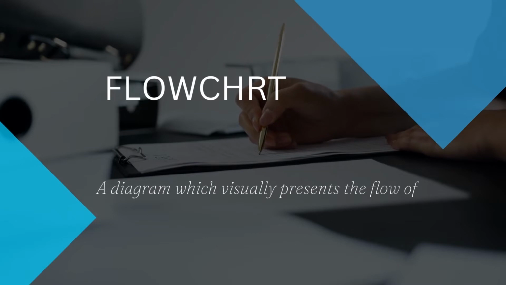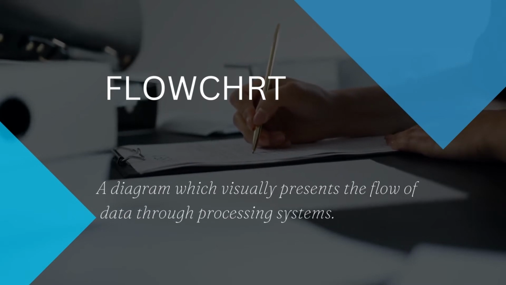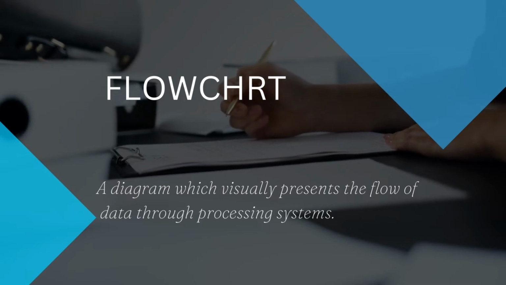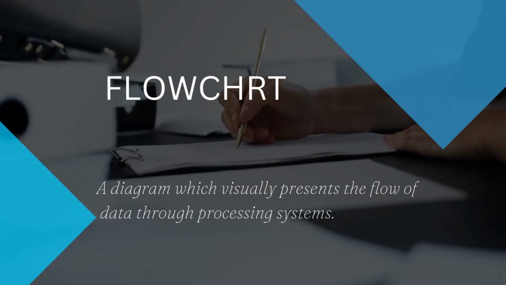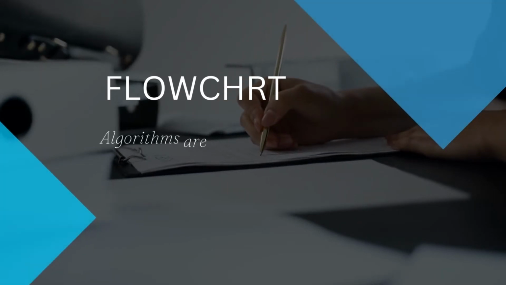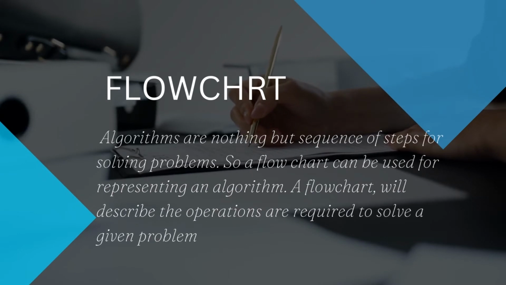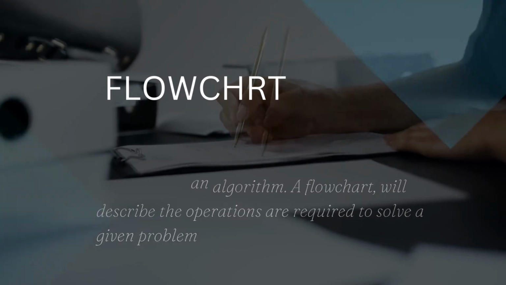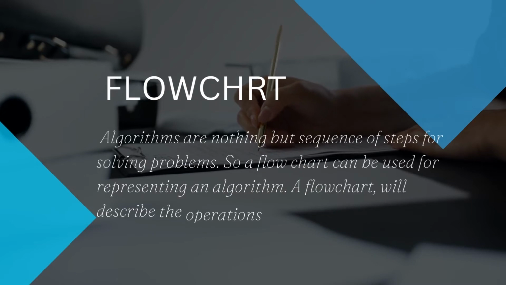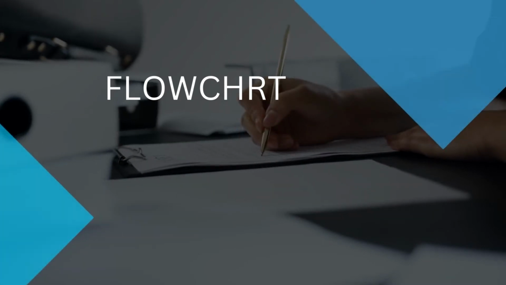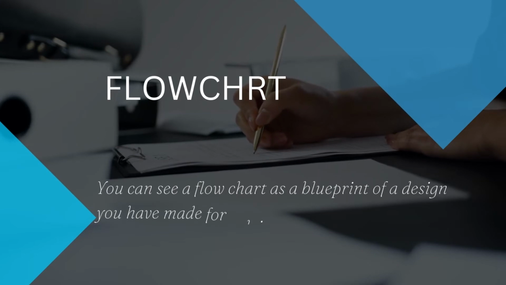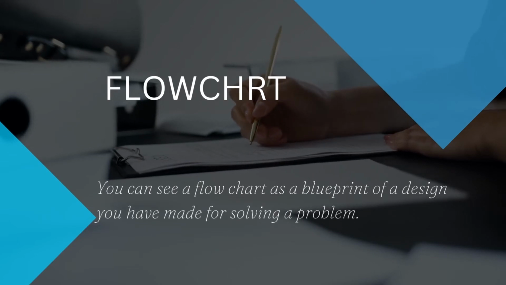A flowchart is a diagram which visually presents the flow of data through processing systems. This means that by seeing a flowchart, one can know the operations performed and the sequence of these operations in a system. Algorithms are nothing but sequences of steps for solving problems, so a flowchart can be used for representing an algorithm. A flowchart will describe the operations, and in what sequence, are required to solve a given problem. You can see a flowchart as a blueprint of a design you have made for solving a problem.